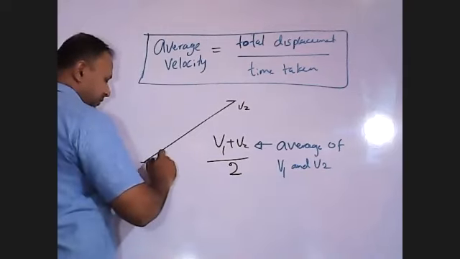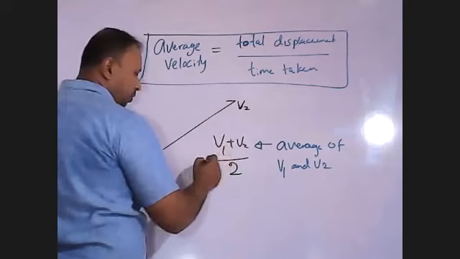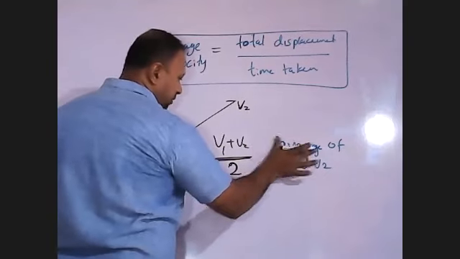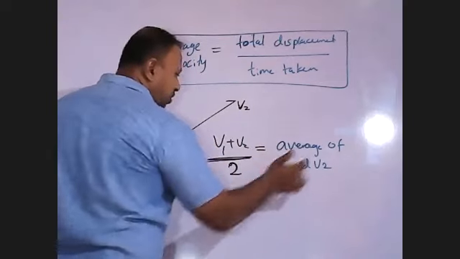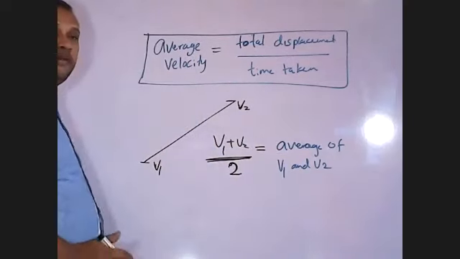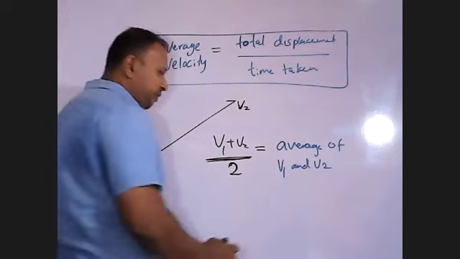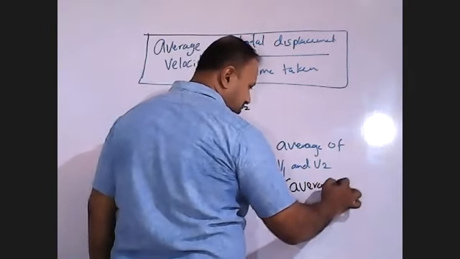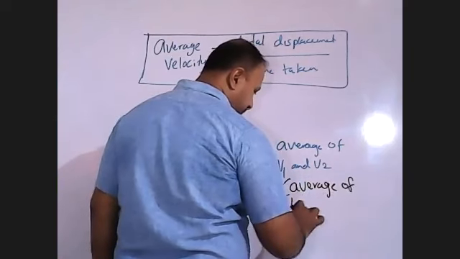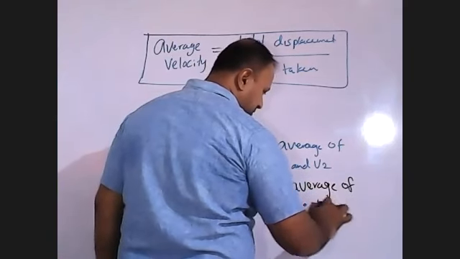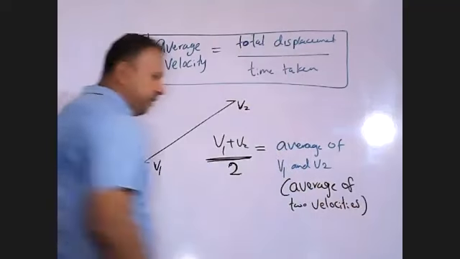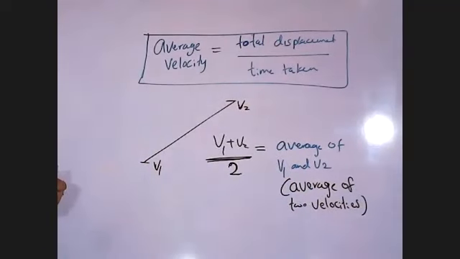You can write down this one. V1, V2. So V1 plus V2 over 2 is equal to the average of V1 and V2. That is the average of two velocities.